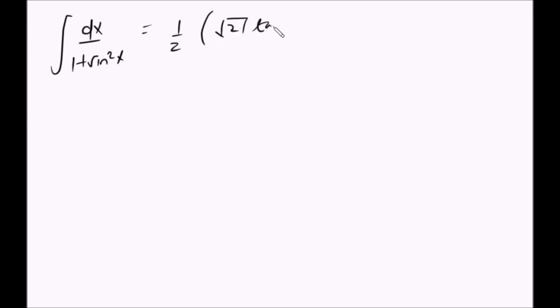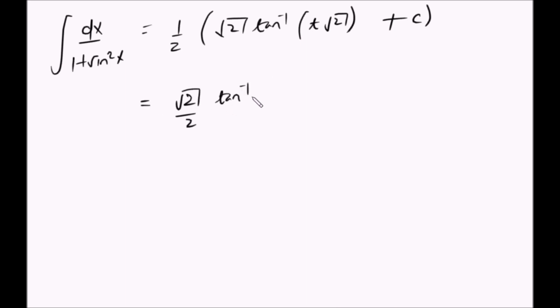So tulikuwa tuna integrate huyu, so eventually tumepata tuna 1 over 2 nje, ndani tumepata tuna radical 2 tan inverse t radical 2 plus c. So tukiingiza hiyo 1 over 2 ndani itakuwa ni radical 2 over 2 tan inverse ya t radical 2 plus c. So 1 over 2 times c ni c.